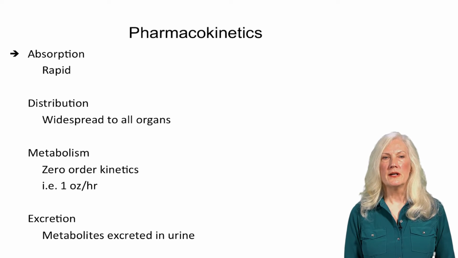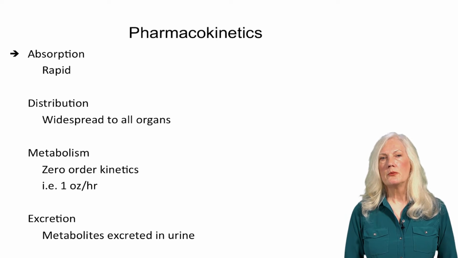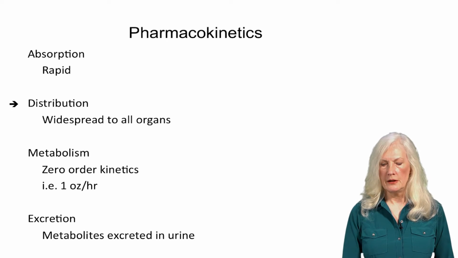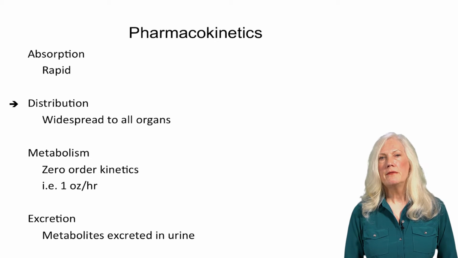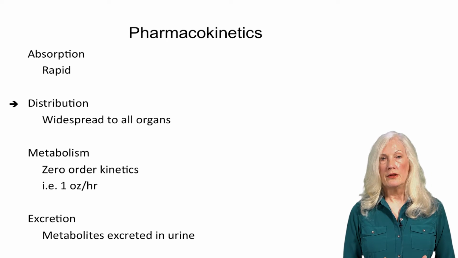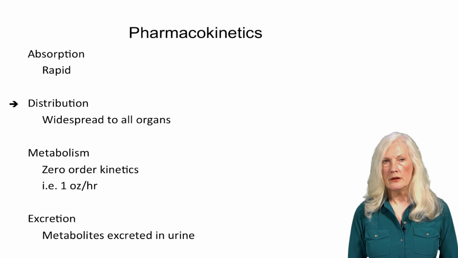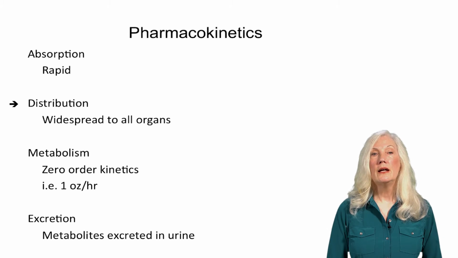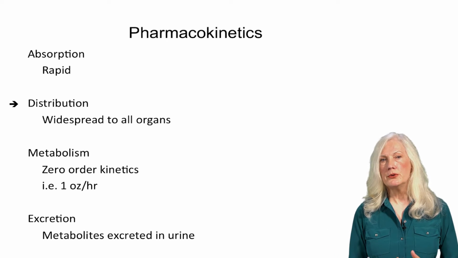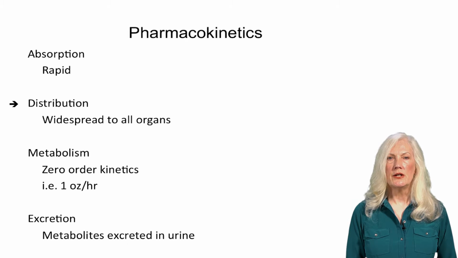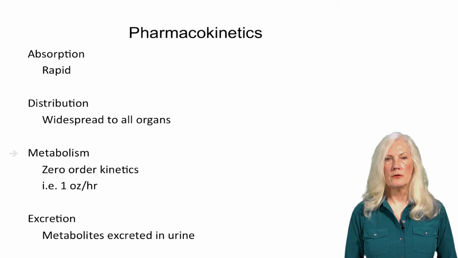Alcohols are fairly lipid soluble, so they're absorbed rapidly across lipid bilayers and end up in the circulation soon after they've been ingested. Because of their high lipid solubility, they're also distributed widely to all organs of the body, including the brain, where it produces sedation, disorientation, ataxia, and so forth.